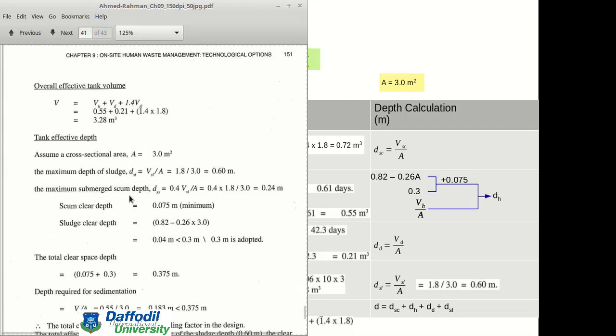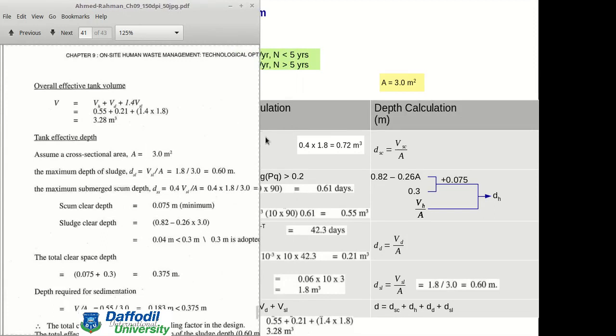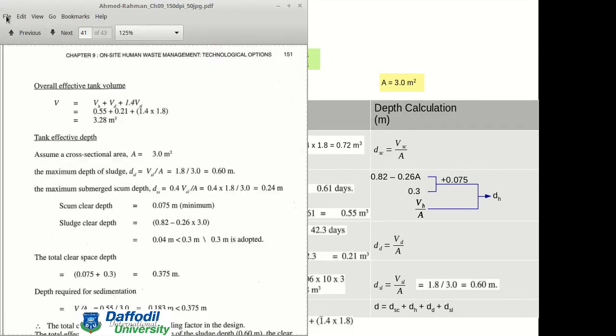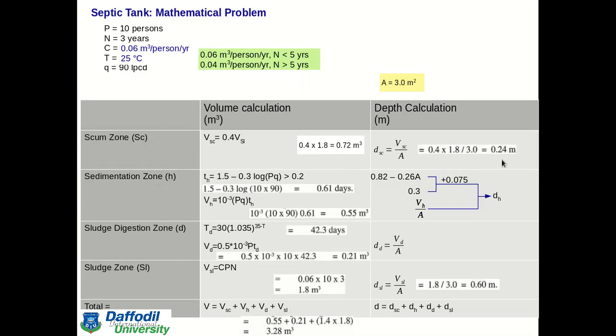Now the next is scum zone, submerged scum, that means the top layer. So scum zone is volume of scum divided by A, but instead of volume of scum they said 0.4 VSL, that means we already have calculated this thing. So instead of this value they have put this value, right? Okay, they have calculated this scum zone depth, we also have calculated this.